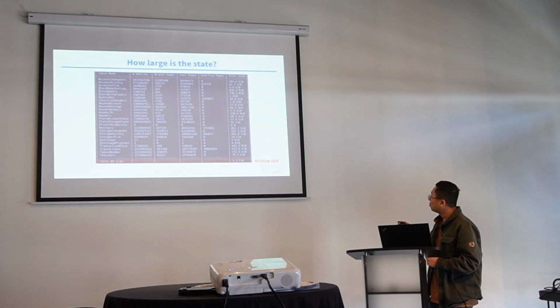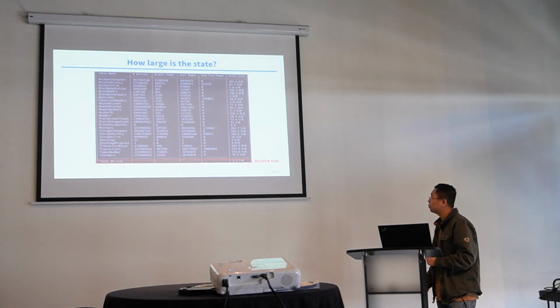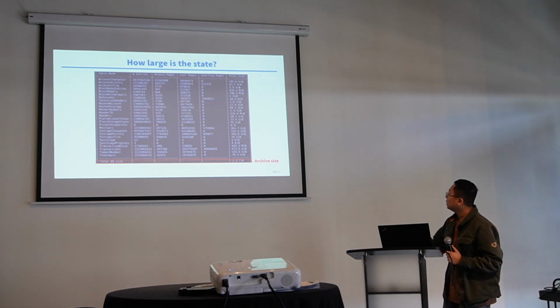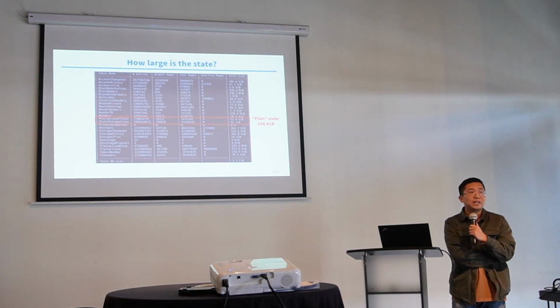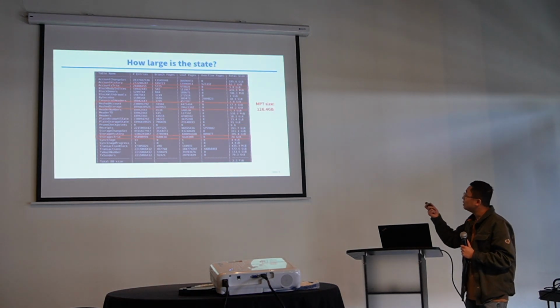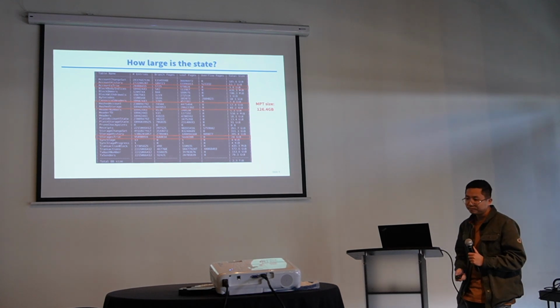If we look at the bottom, we see that the total disk footprint is 2.3 terabytes. But fortunately, for executing transactions, we only need about 100 gigabytes of data. This is called the plain state in Reth. By the way, it's worth noting that the MPT will take another 126 gigabytes.